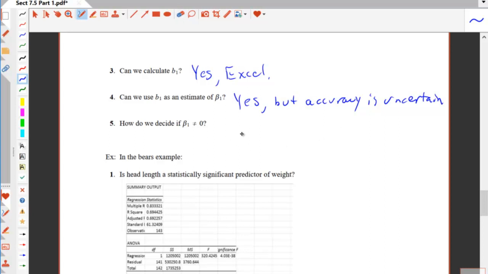On the other hand, I don't really need to know the value of beta 1 so much. I'm interested in whether it's 0 or not. So how can we decide if beta 1 is not equal to 0? Well, we have a guess for it. And so this is time for a hypothesis test. And so this is why I've waited until now in the course to talk about this material from chapter 7, because now we know about hypothesis testing.